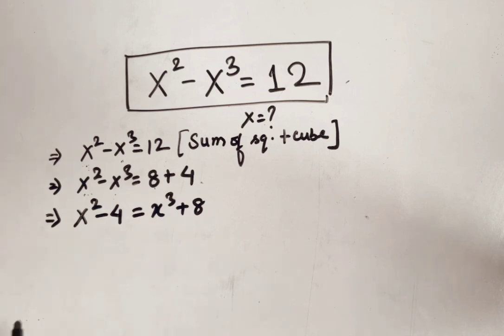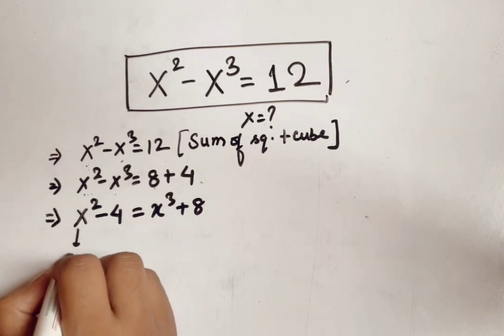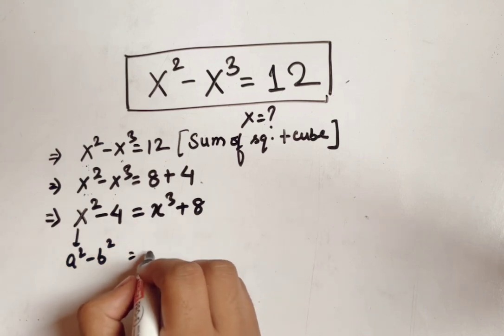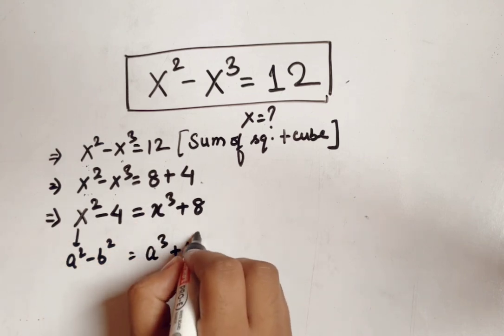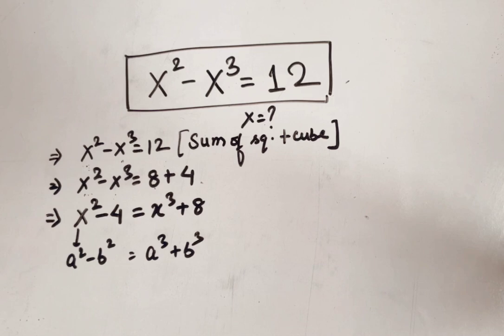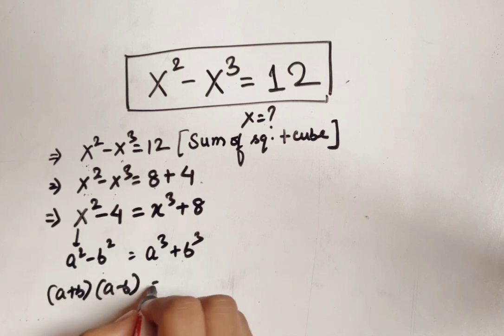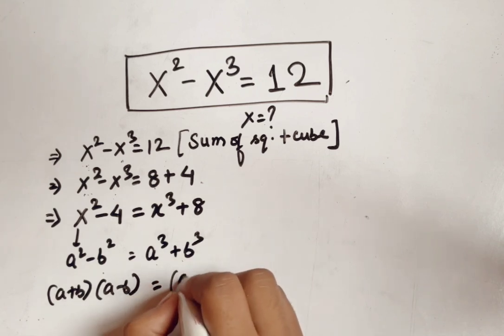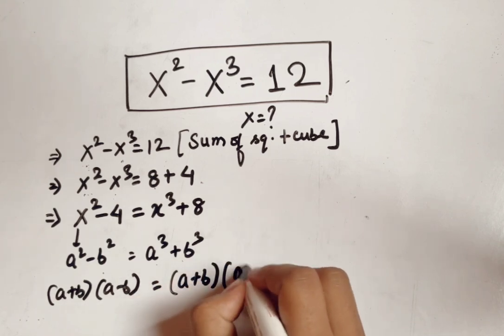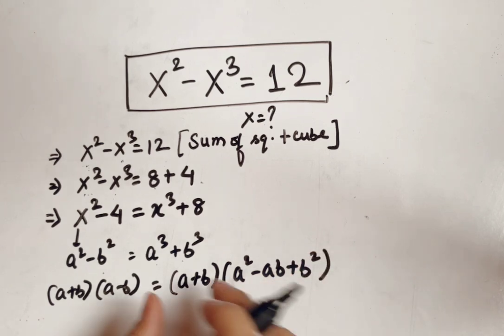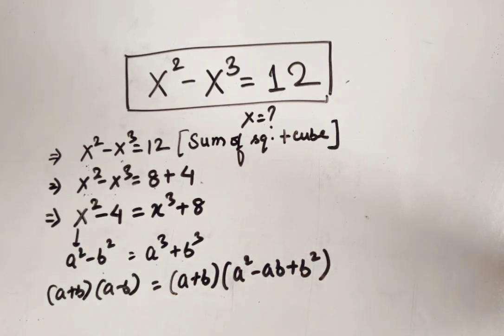Now it gets so easy, because we can write it as a square minus b square, and we can write it as a cube plus b cube. Okay, so a square minus b square and a cube plus b cube, we know the formulas. a square minus b square can be written as a plus b into a minus b. All right, and a cube plus b cube can be written in the form of a plus b into a square minus ab plus b square. Okay, this can be written like this, and this can be written definitely like this.